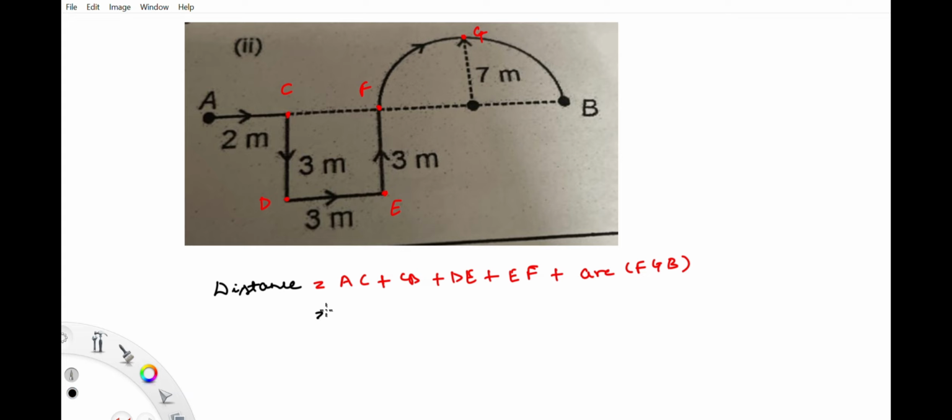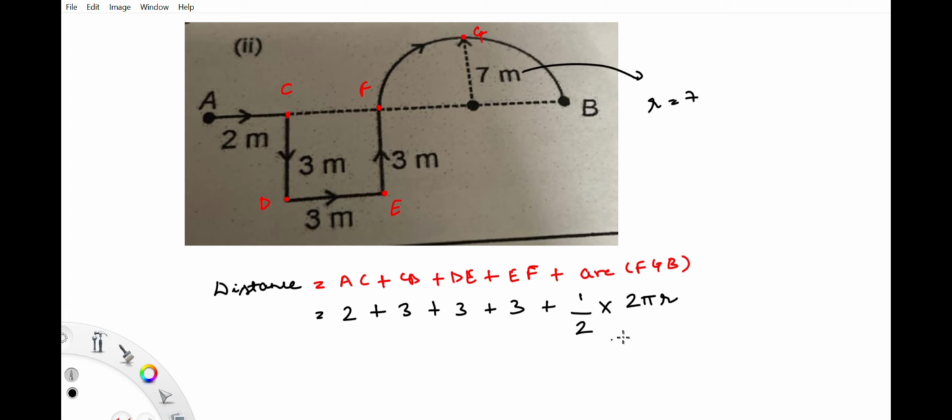So let's plug in the values of all these lengths. I know that AC is 2 meters, CD is 3 meters, DE is also 3 meters, EF is also 3 meters, and if I have to calculate the circumference of this semicircle, I know that the circumference of a circle is 2 pi r. So I multiply half with 2 pi r, and r over here is 7 meters, the radius of the semicircle.